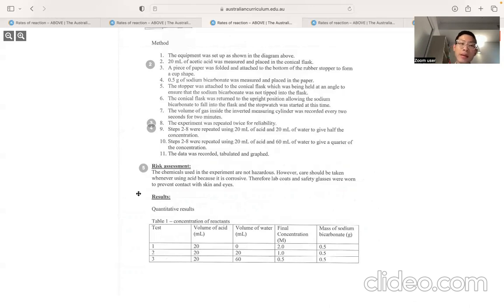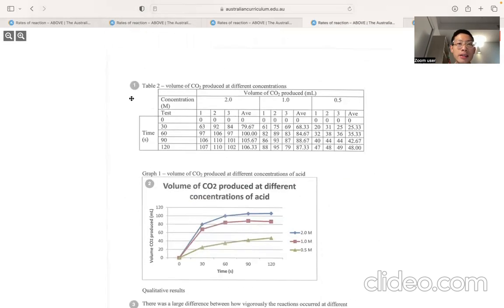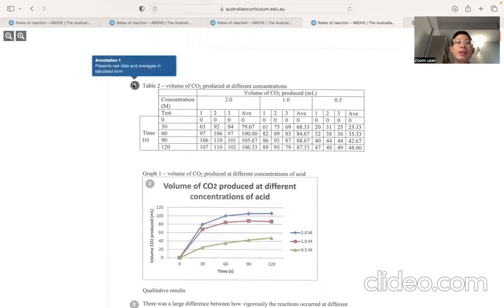So here you can see table 1, the concentration of reactants are clearly listed in each of the three tests. So volume of acid and volume of water, and final concentration, and the mass of sodium bicarbonate. So let's look here that this student has presented the raw data and has averages. That's very important for each of the three experiments. And it is in tabulated form.